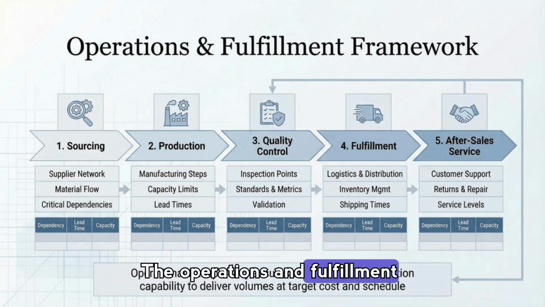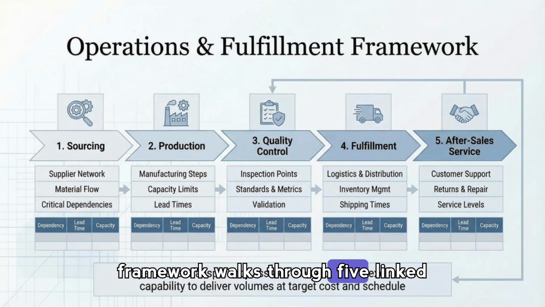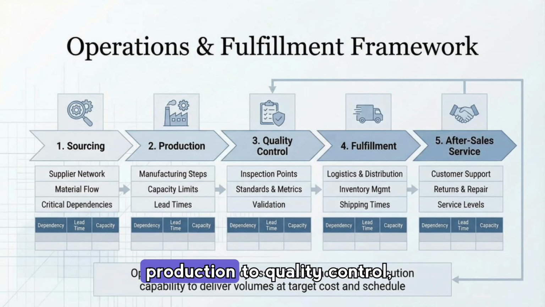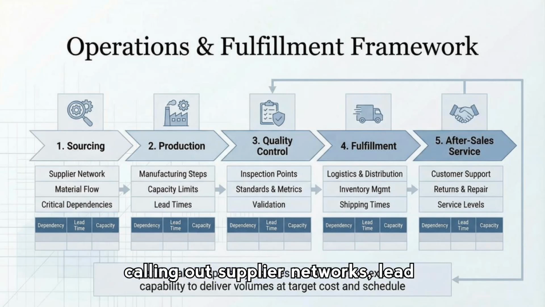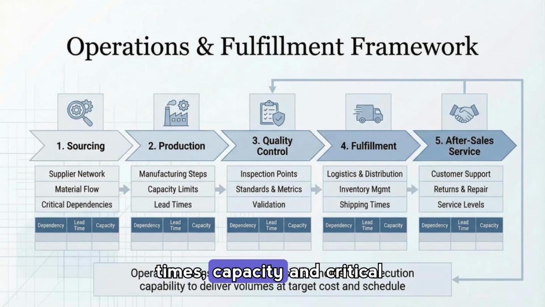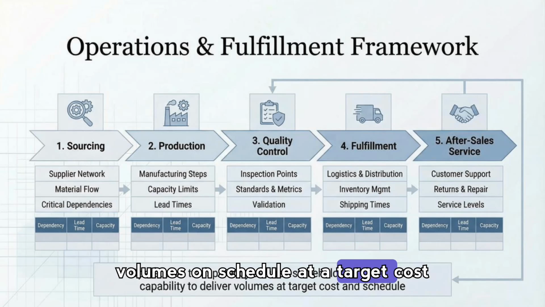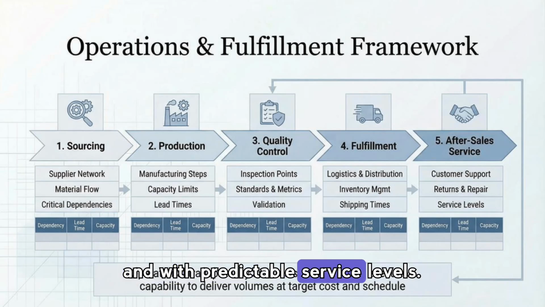The operations and fulfillment framework walks through 5 linked stages from sourcing and production to quality control, fulfillment, and after-sales service, calling out supplier networks, lead times, capacity, and critical dependencies. Demonstrating operational transparency shows stakeholders you can deliver volumes on schedule at a target cost and with predictable service levels.